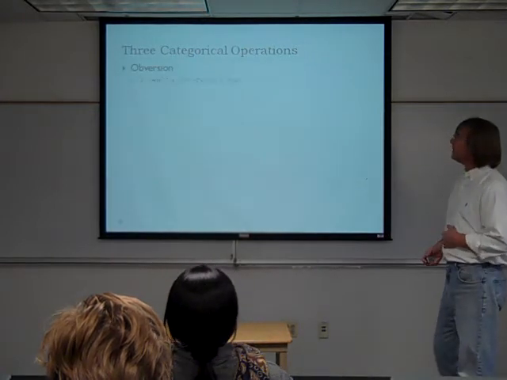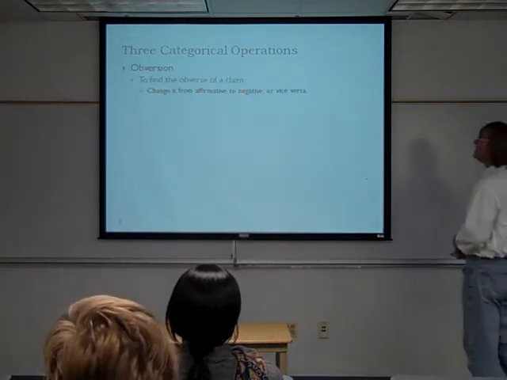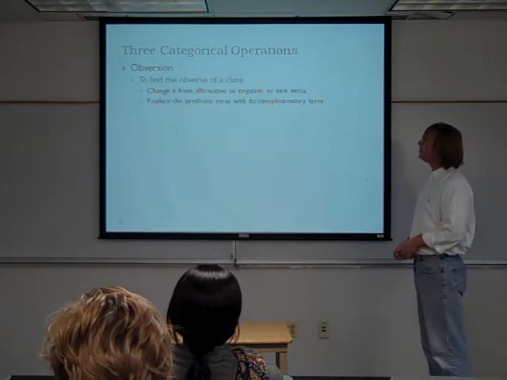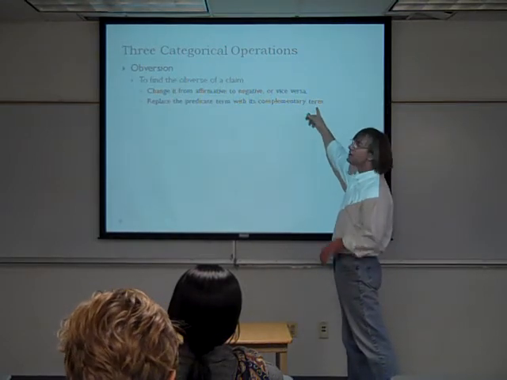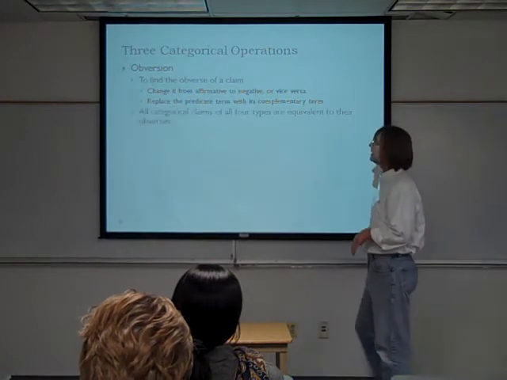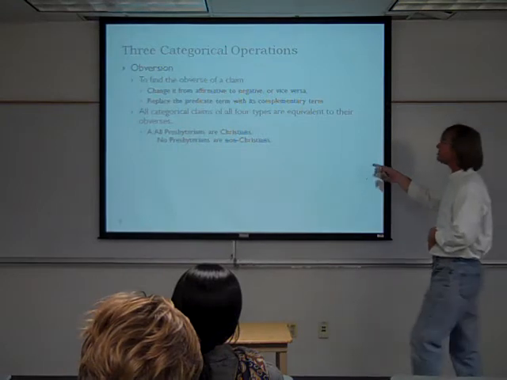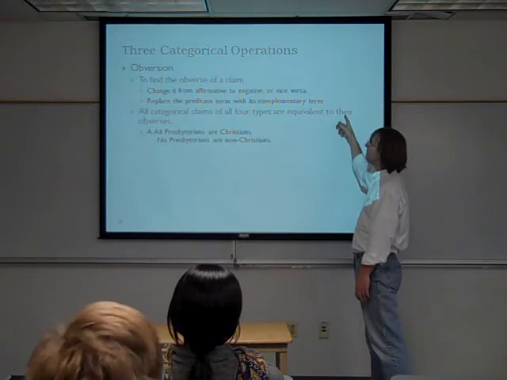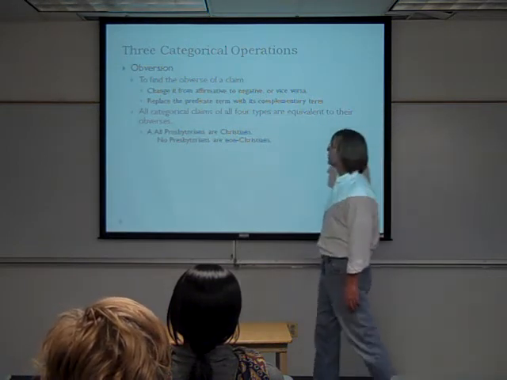But it's important, and here's why. To find the obverse of a claim, you have to change it from affirmative to negative, or vice versa. And you need to replace the predicate term, that's the last one, with its complementary term. And here's where that complementary idea comes in. Let's take an example. All categorical claims, all four types, A, E, I, and O, are going to be equivalent to their obverses. And let's consider how this works.